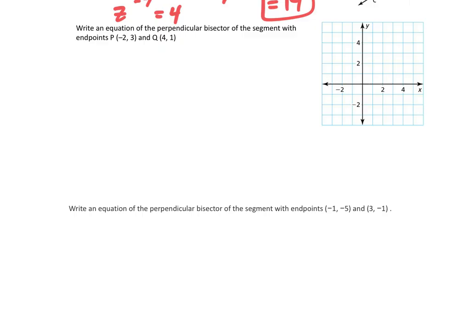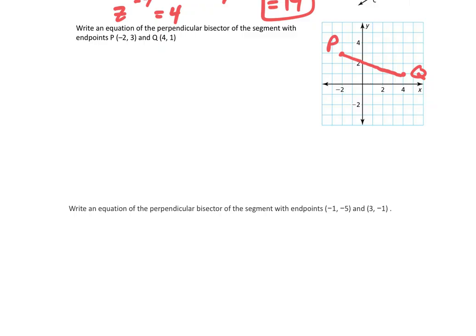We have 2 points, -2, 3, and 4, 1. We're going to plot those 2 points. Connect them together and make a segment. There's PQ. We want to write a new equation that represents the perpendicular bisector of the segment to this segment right here.